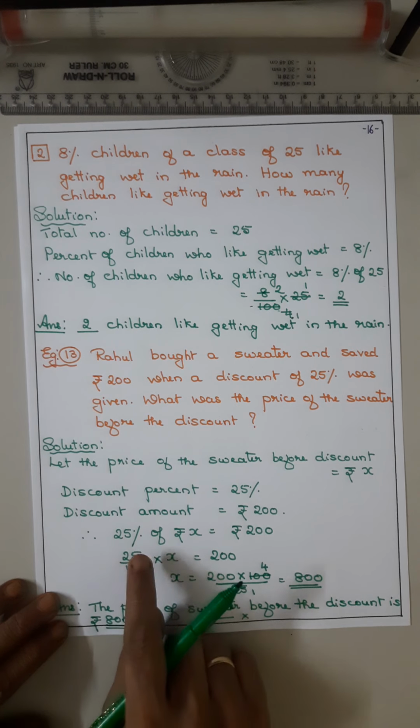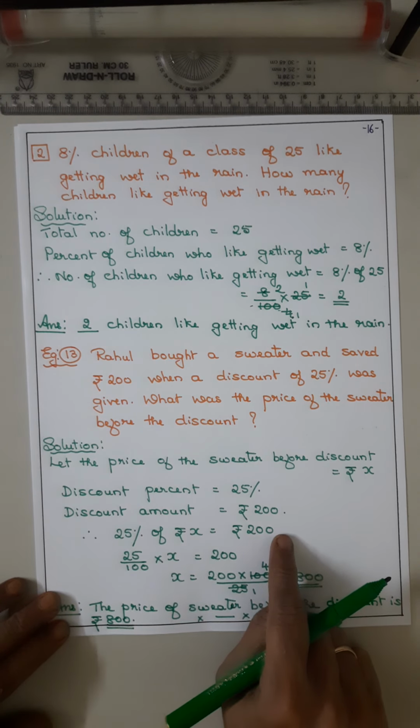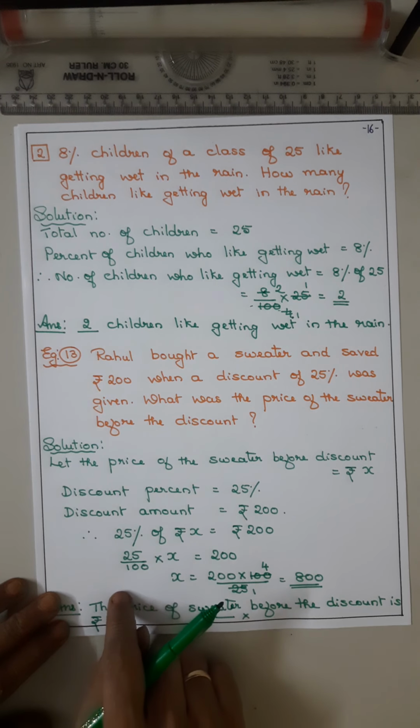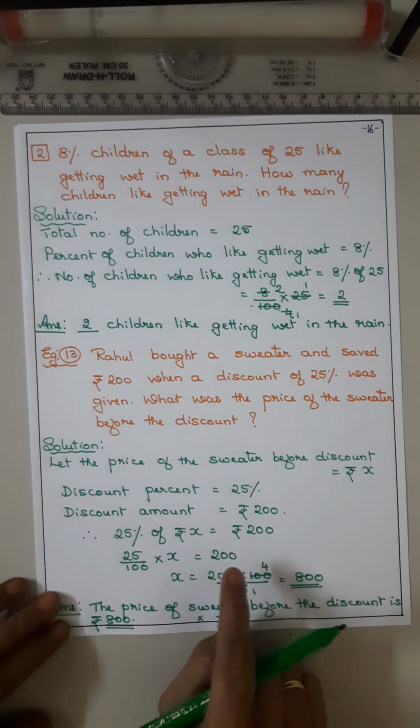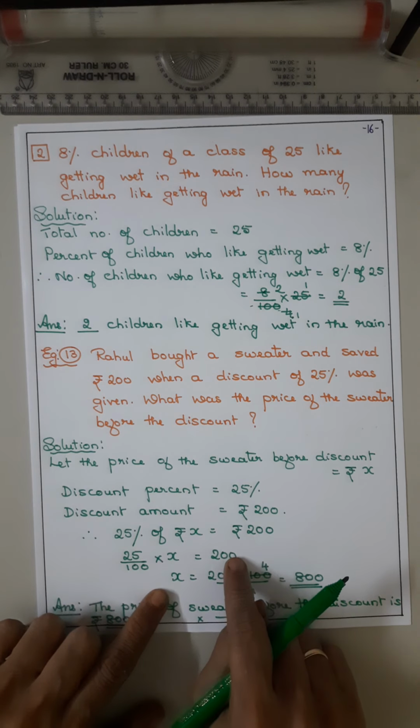So that is 25% of rupees x is equal to 200. So 25 by 100 into x is equal to 200. So x is equal to 200.